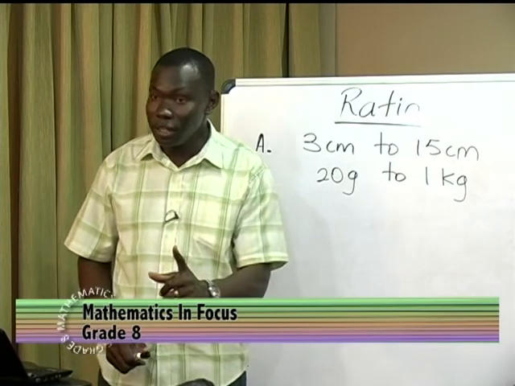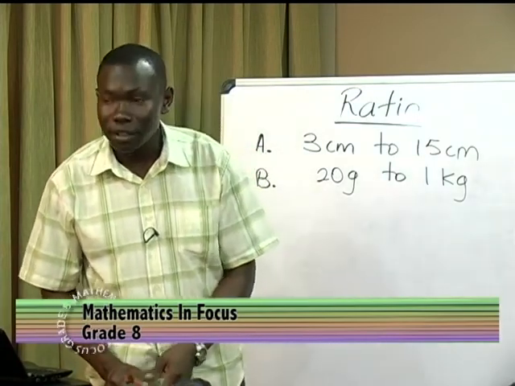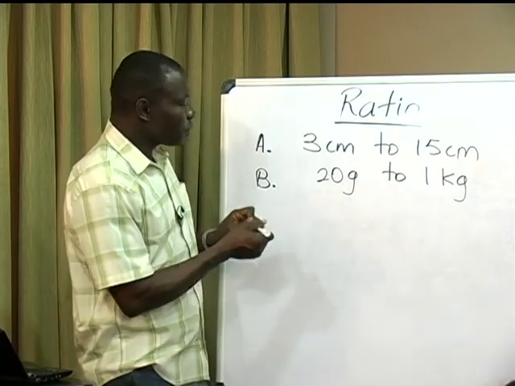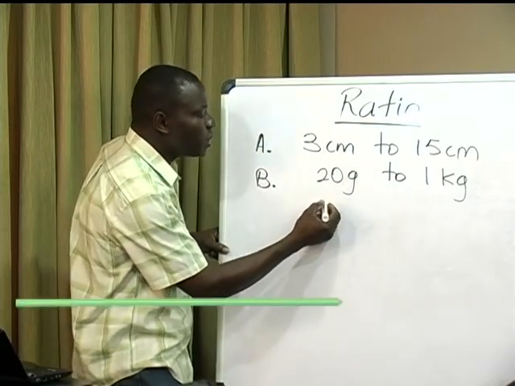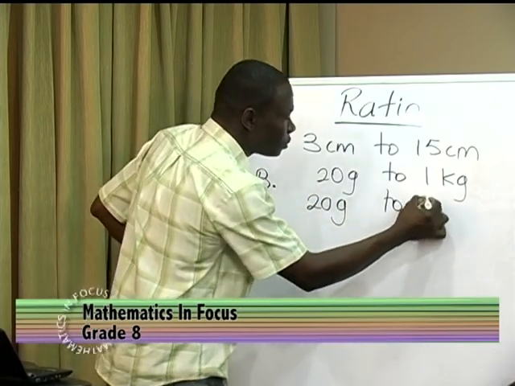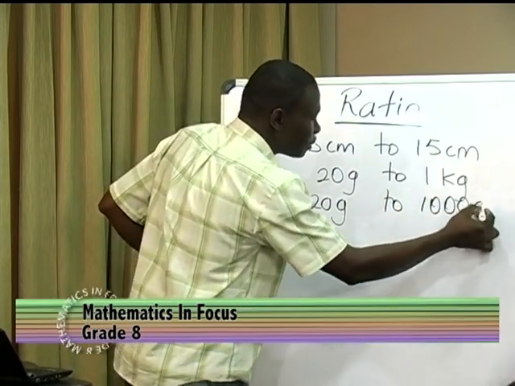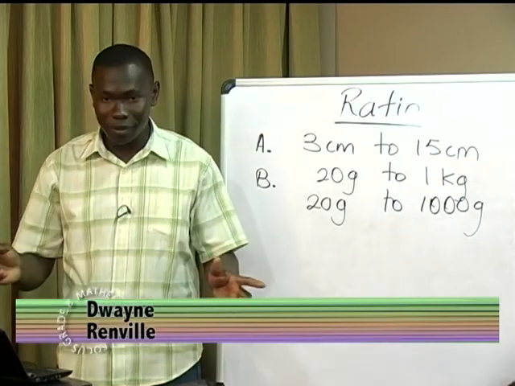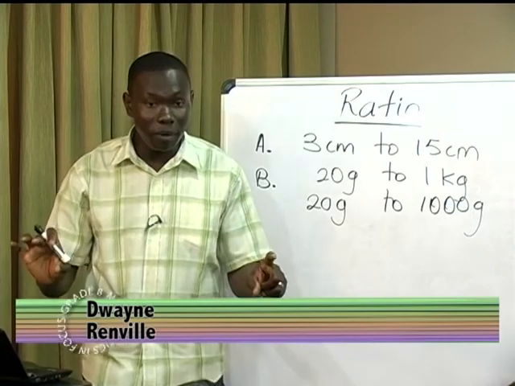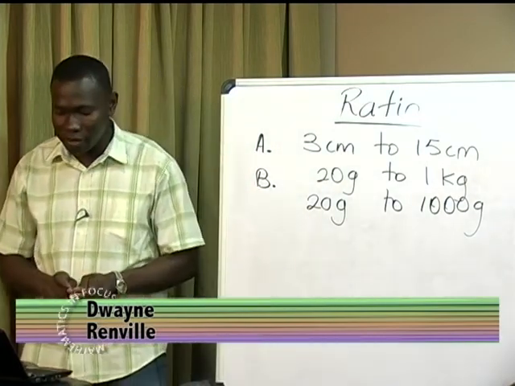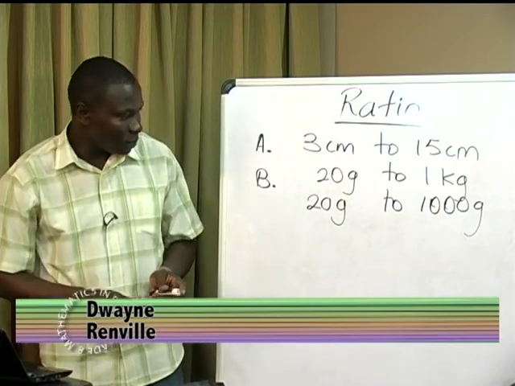If you have 10 kg, how many grams do you have? 10,000 grams. Is that clear? Yes. So, to better compare these here, we can write it as 20 grams to 1,000 grams. Now they are of the same type. So that's the first thing. Any problem you have in comparison in ratio, you must express them as the same type.